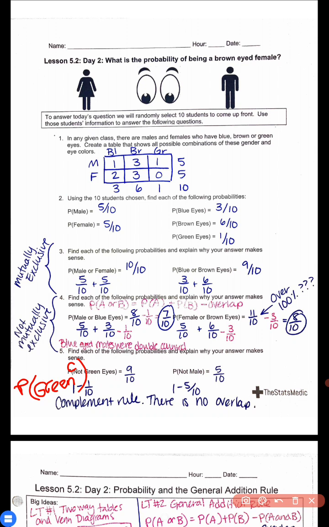Well, what's the probability that someone does not have green eyes? That means I'm taking out these people right here. That leaves me with 9 out of 10. Okay? What's the probability that someone is not male? That means the probability of male complement. So that means I'm just taking out the males. Well, there's 10 people. 10 minus 5 leaves me with 5 out of 10. Okay?